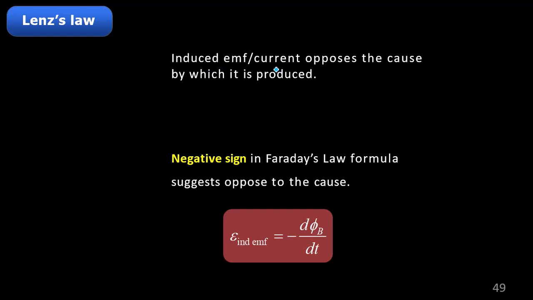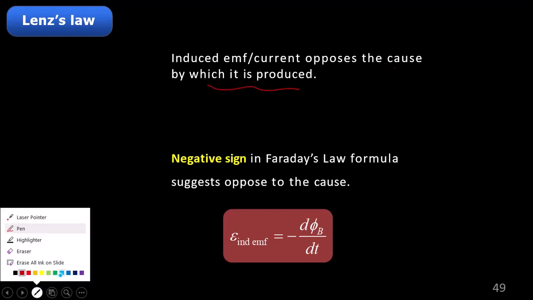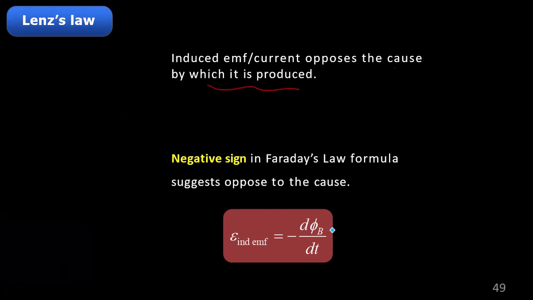So the induced EMF or induced current opposes the cause by which it is produced. That is the first statement. And once you discuss Faraday's law, you see that Faraday's law gives the explanation of this Lenz's law. So forget about this expression, it is a differential operator. If I want to write it in a simpler way, epsilon is the symbol for the induced EMF. So the induced EMF produced by the loop is nothing but minus delta phi by delta t. What is delta phi? Delta phi is the change in magnetic flux, and delta phi by delta t is the rate of change of magnetic flux.